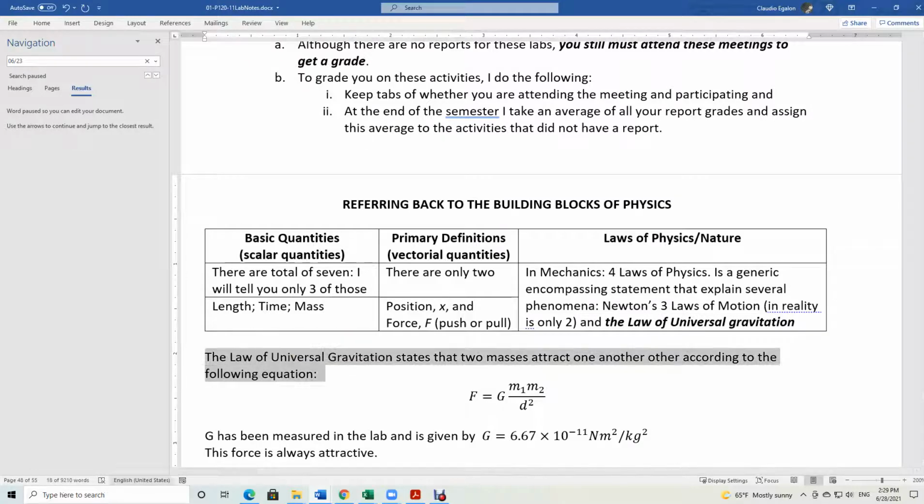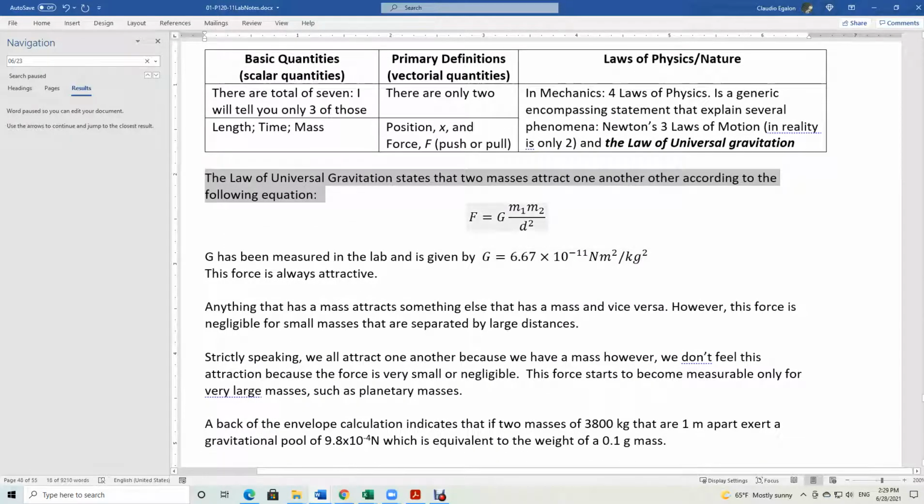The law of universal gravitation states that two masses attract one another according to the following relation. G is a constant, m1 is the mass of the first object, m2 is the mass of the second object, and d is the distance between them. So this force is inversely proportional to the square of the distance. This value G is an important constant of physics.